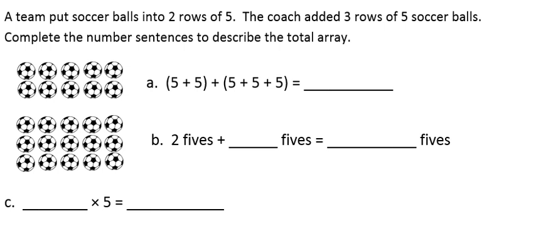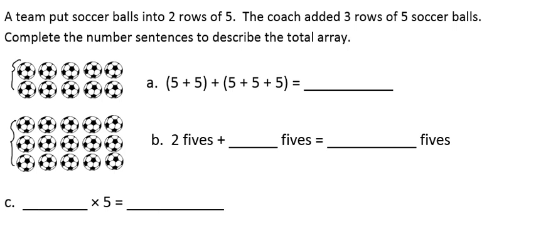The first problem says, a team put soccer balls into 2 rows of 5. The coach added 3 rows of 5 soccer balls. Complete the number sentences to describe the total array. Well, I can see by my picture that this first section represents 2 rows of 5, and then the next section shows me 3 rows of 5.